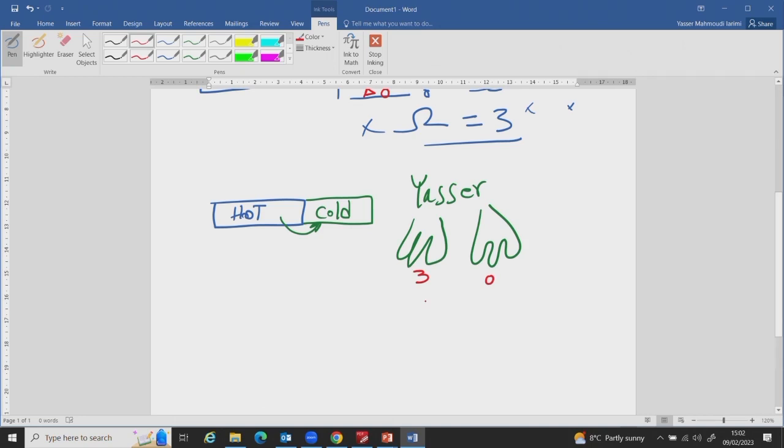3, 3, 0, and 0, 3. And? 2, 1. Okay. So the number of states here is 4. Right.